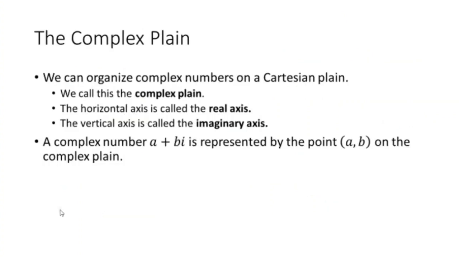Now, how do we organize complex numbers? The way we organize real numbers is on a number line. The way we're going to organize complex numbers is using something called the complex plane. Now, the complex plane is just a Cartesian plane. But in the Cartesian plane, we label the horizontal axis the real axis and the vertical axis the imaginary axis.